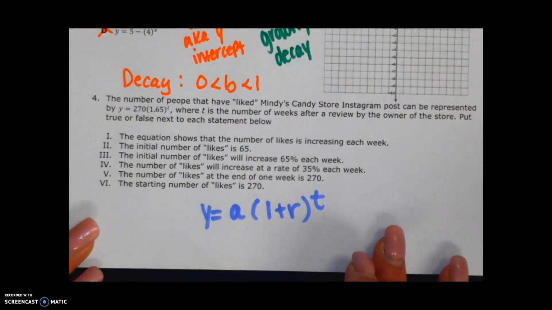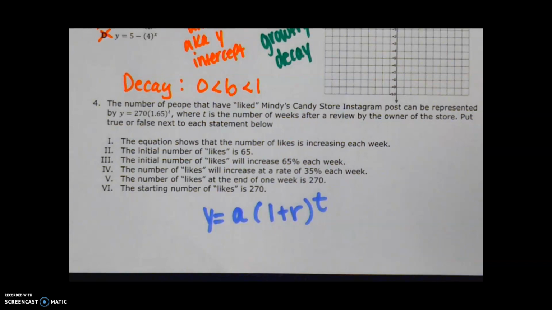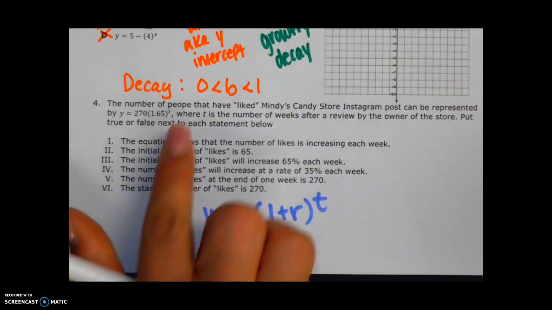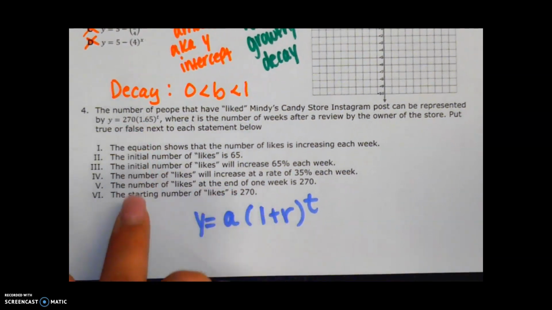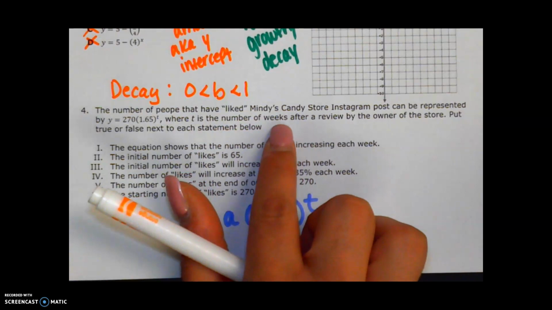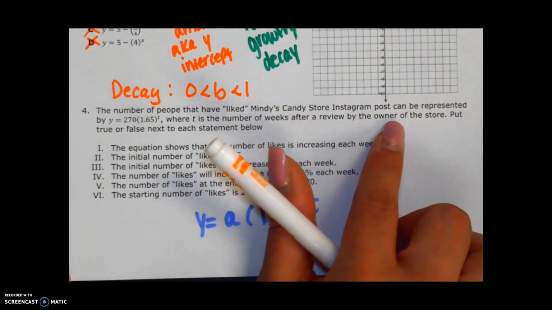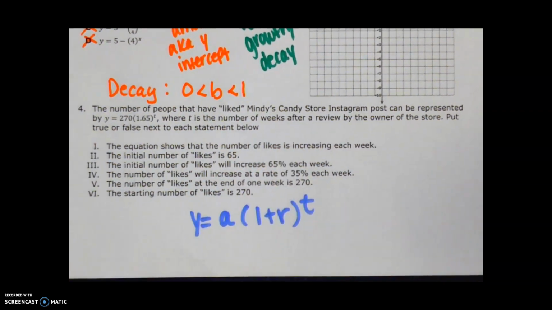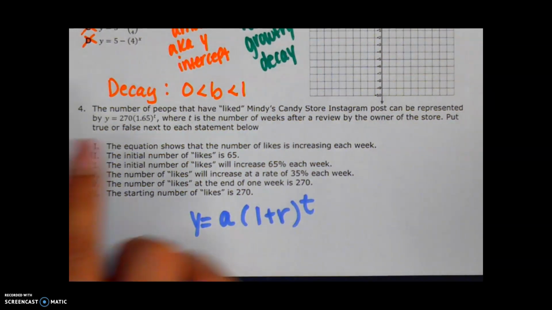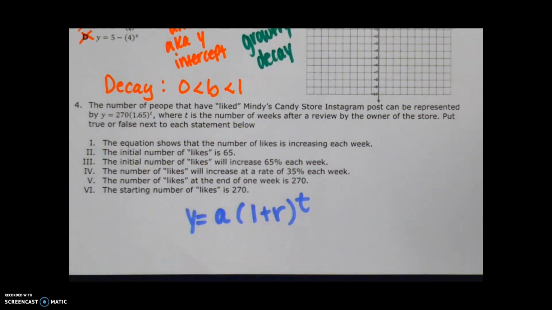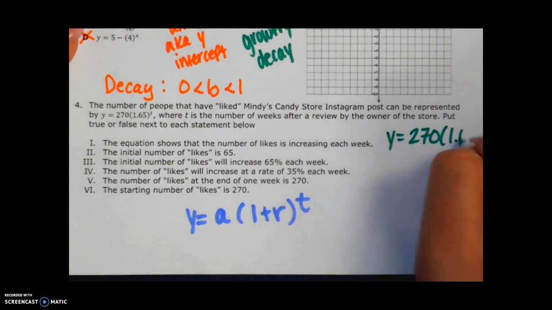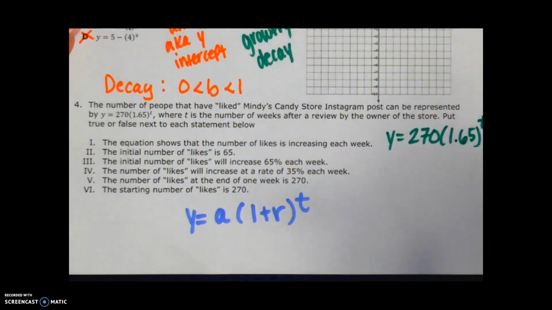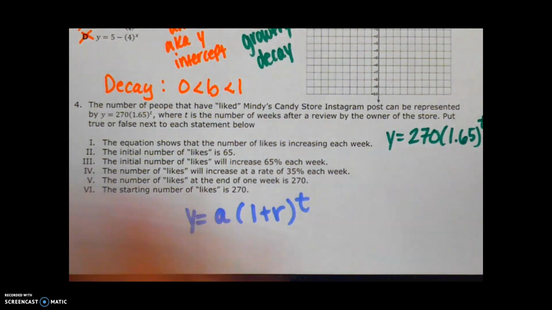Number 4, the number of people that have liked Mindy's Candy Store on Instagram can be represented by this function right here. So looks like she's growing her likes on Instagram. So t is the number of weeks after the owner of the store is watching it. So maybe she's an influencer for this store and they're watching her engagement and growth rate and things like that. So here's the function, y equals 270 times 1.65 to the t, where t is the weeks. Let me move that over.